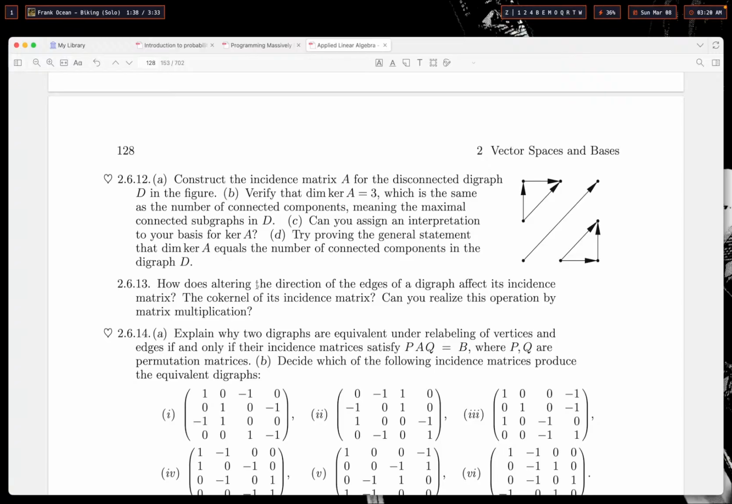Okay, so how does altering the direction of the edges of a digraph affect its incidence matrix, and the co-kernel of its incidence matrix? Then, can you realize this operation by matrix multiplication?